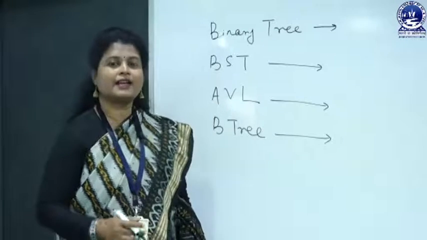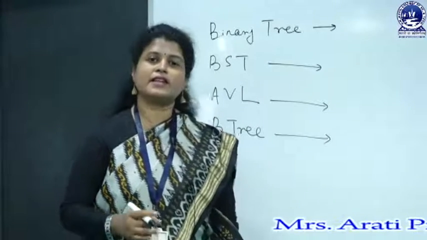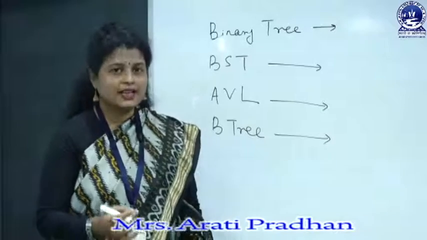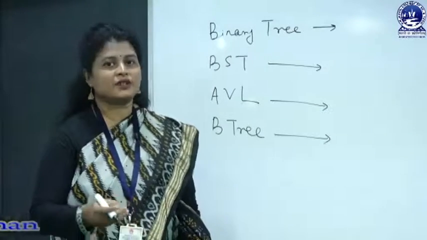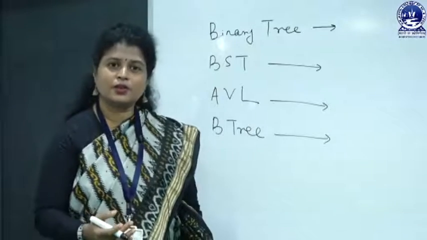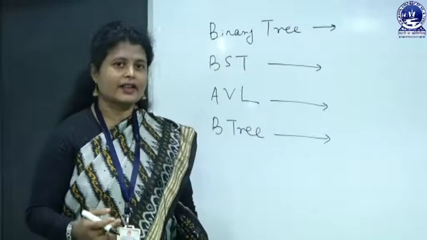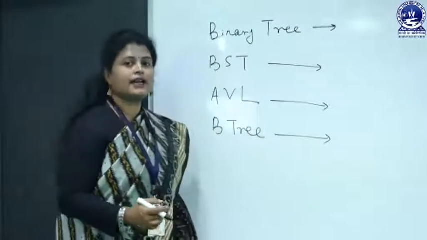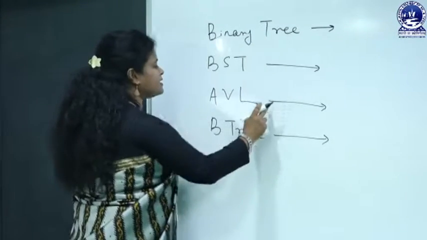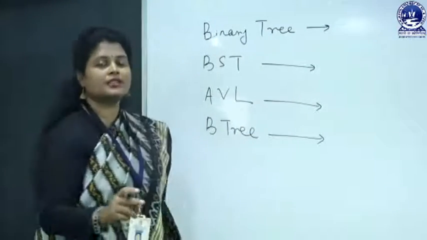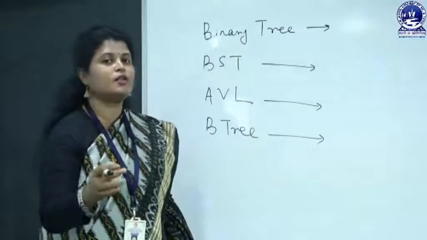In this class, I have already discussed what is the meaning of tree, which is a non-linear data structure, and some terms which are associated with tree, like root, node, height, edge also. Here, I want to discuss once again what is the meaning of binary tree, BST, AVL and B tree, so that if you have any doubt, then that will be cleared.